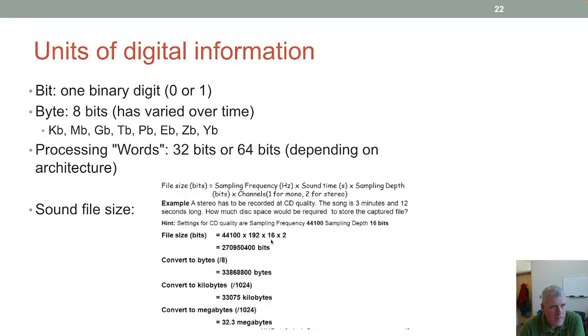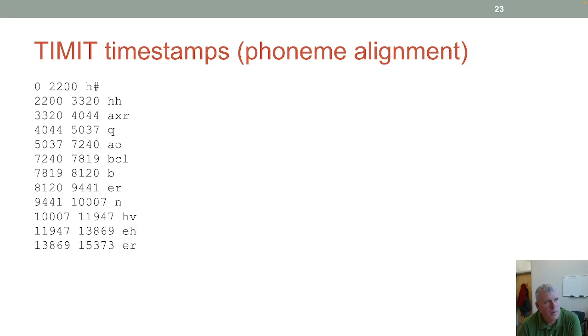And we have a sampling depth of 16 bits, and we have stereo. So there's 2. We have to multiply by 2 because there's 2 tracks, not just one. So that turns into 270 million bits. That gets converted down into 32 megabytes to record a 3 minute and 12 second song or sound at CD quality.